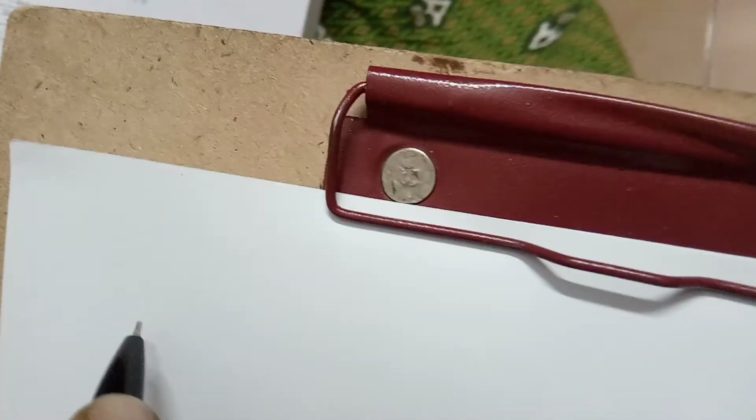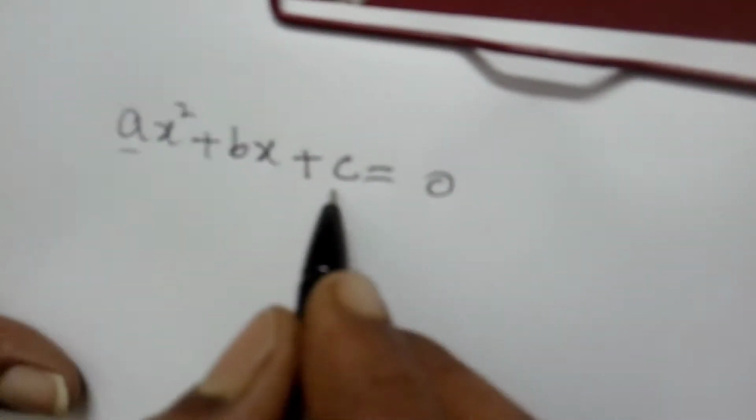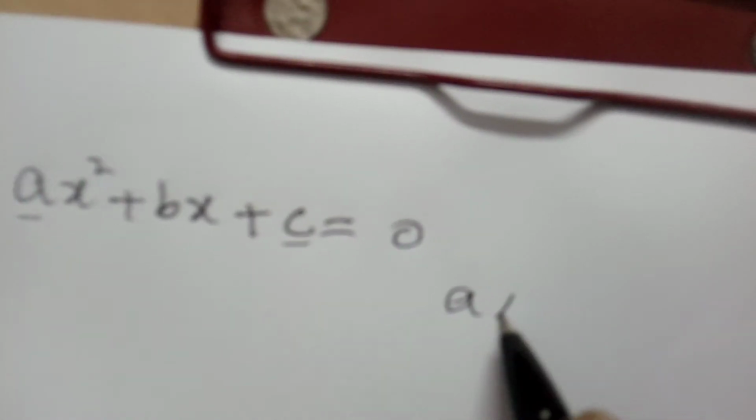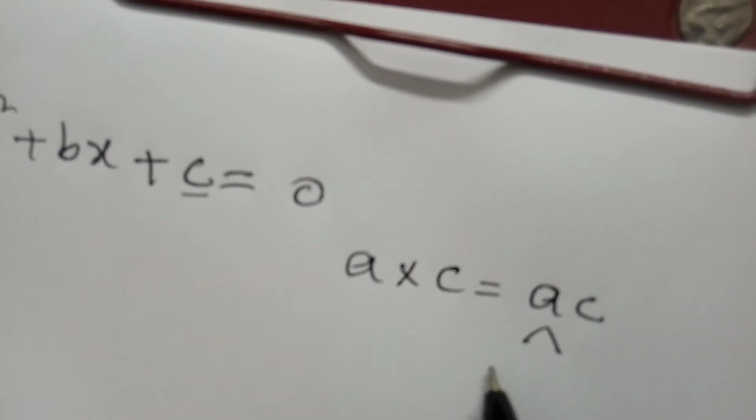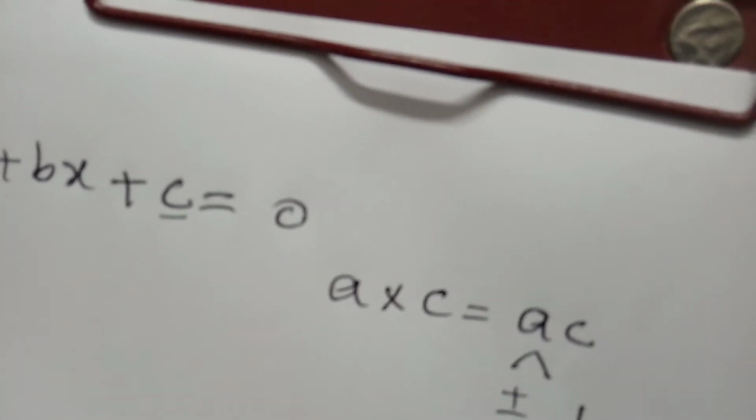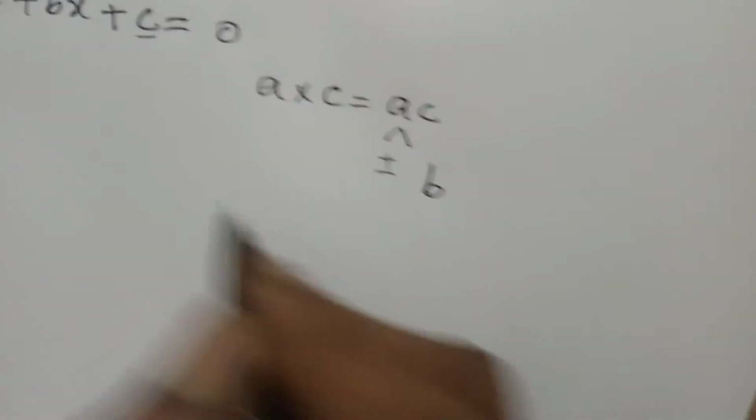Take quadratic equations, which we know are in the form ax square plus bx plus c is equal to 0. To factorize it or find the roots, we take the x square coefficient and c, that is, we multiply them, take this product, then factorize it, and we get either plus or minus, we get the term b.